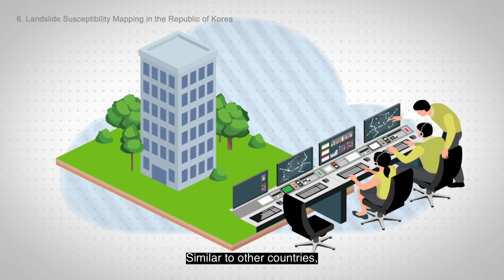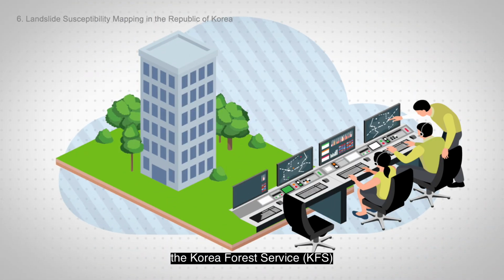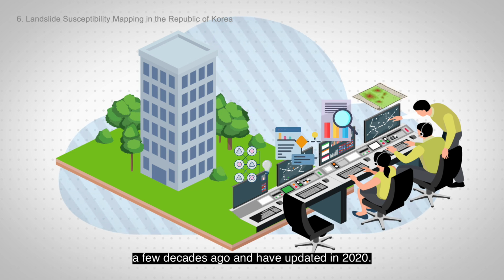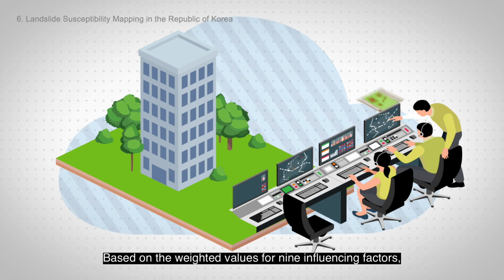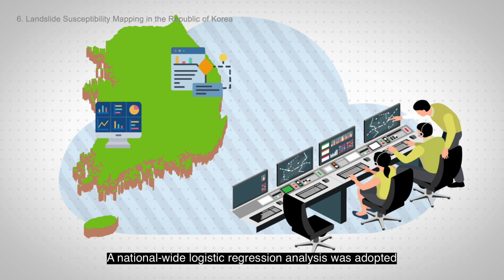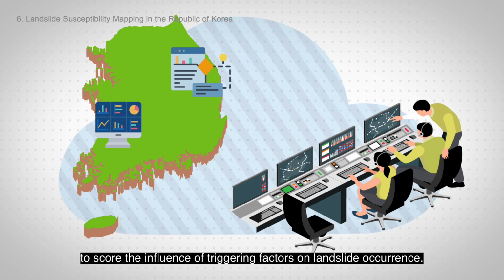Similar to other countries, the Korea Forest Service, KFS, developed the Nation-Wide Landslide Susceptibility Mapping System a few decades ago and updated it in 2020. Based on the weighted values for 9 influencing factors, a nation-wide logistic regression analysis was adopted to score the influence of triggering factors on landslide occurrence.